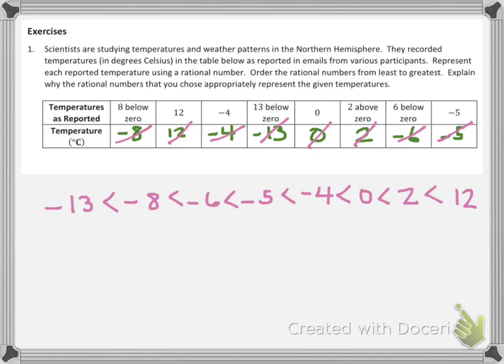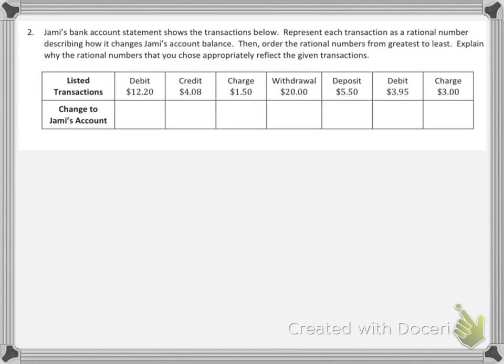All right, number 2, Jamie's bank account statement shows the transactions below. Represent each transaction as a rational number describing how it changes Jamie's account balance. Then order the rational numbers from greatest to least. Okay, this is what I've been warning you about. Sometimes it switches to greatest to least, so be careful. And so I'm going to remember that. Explain why the rational numbers you chose appropriately reflect the given transactions.